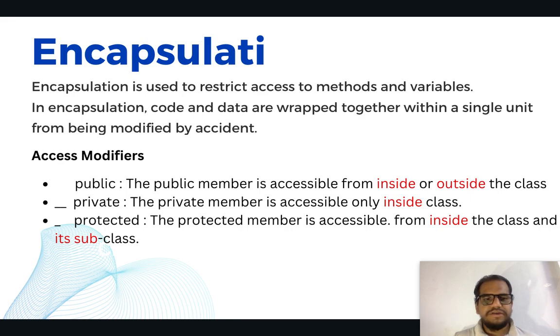Second, third, protected. The protected member is accessible from inside the class and its subclass. Subclass means child class. In this scenario, protected we can access in the same class or child class only. We can't access that directly in an object or outside the class. So we can check next.